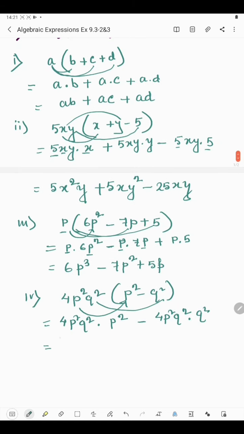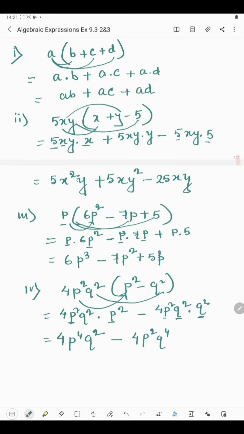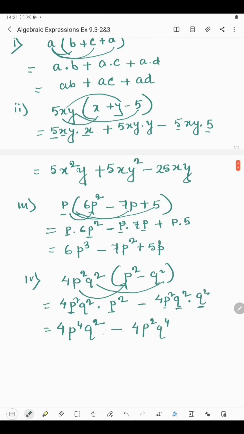Okay. Now we'll write 4 at first. Now p is present here twice and here twice. So it's p to the power 4. And q square is here, q is present only twice, so we'll write q square, minus. We'll write the number at first. It's 4. Again p square is present only twice, so it's p square, and q square is present here twice and here also twice, so it's q to the power 4. So it will be 4p to the power 4 q square minus 4p square q to the power 4.